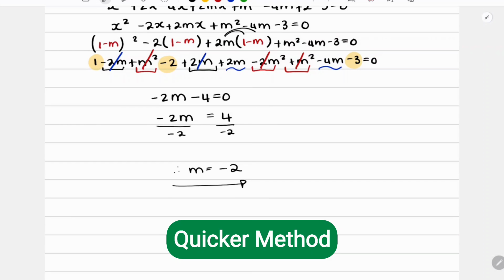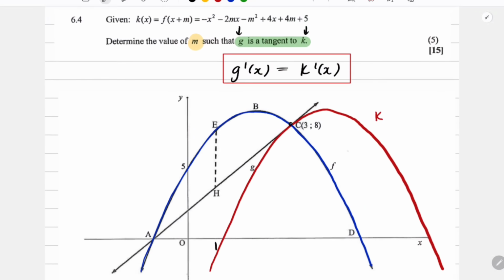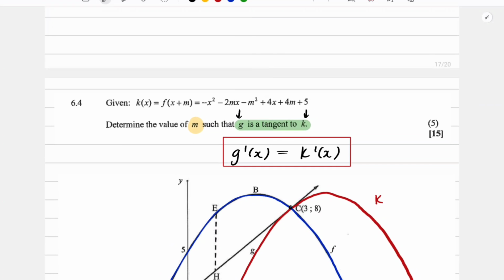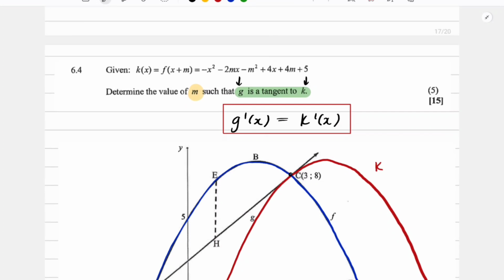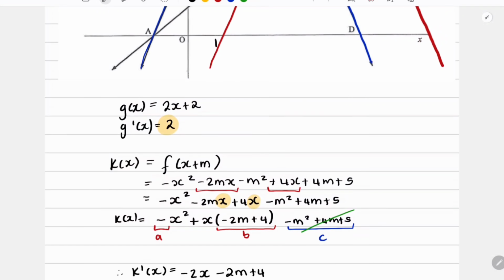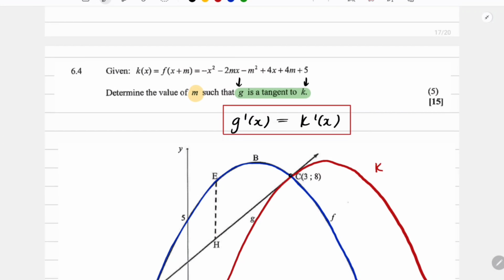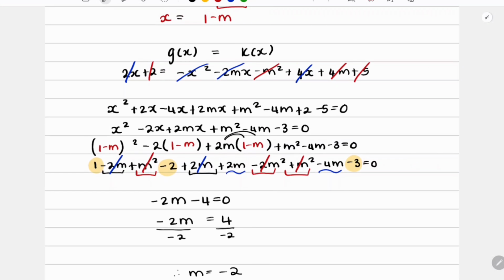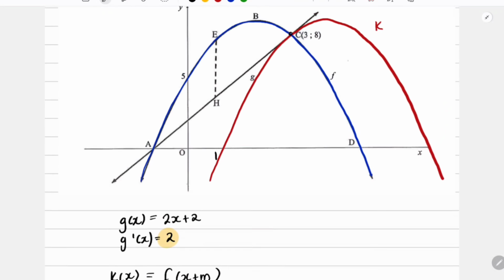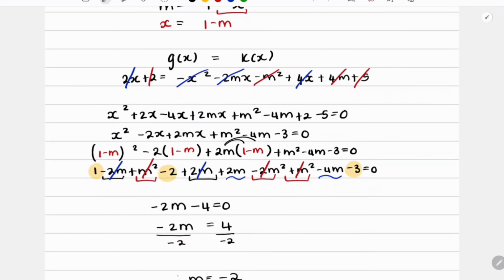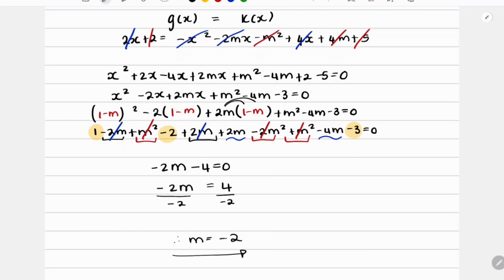Hi again, grade 12s. I noticed that this last question actually had a very quick way of doing it. I saw that while editing this video. I already said it, but the problem is I started with g prime should be equal to k prime. We actually didn't need to do that. What we could have done is start from here, make g of x equal to k of x, since at this point of tangency they intersect. So we could have already said g of x is equal to k of x.